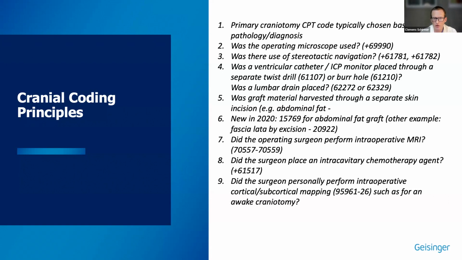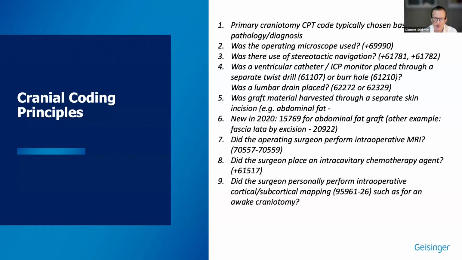The second big question for cranial codes is, is the microscope being used, not for illumination, but the keyword in your operative note should be microdissection or something like that. Followed by, is stereotactic navigation being used? And then, was a ventricular catheter or ICP monitor placed through a separate twist drill or burr hole? And by separate, we mean a separate skin incision, not a separate hole just at the edge of a previous or otherwise created craniotomy that you're doing in the same operation. Did you place a lumbar drain as a different version of this? And these all have different CPT codes you can add on to your base operation, of course.